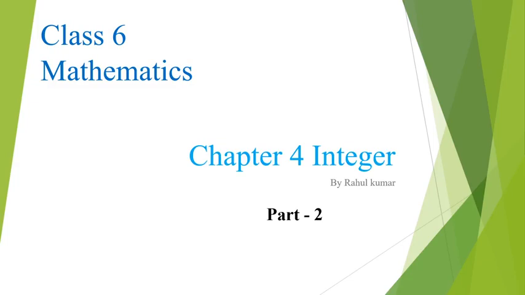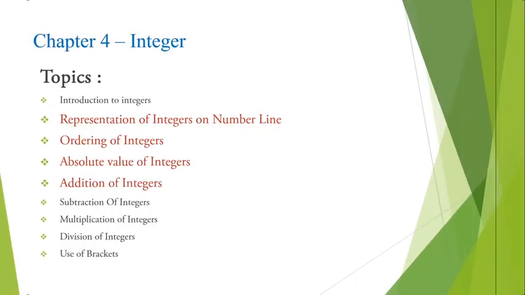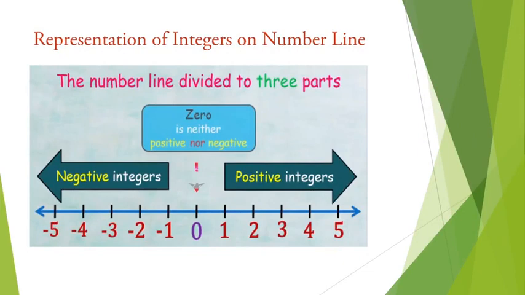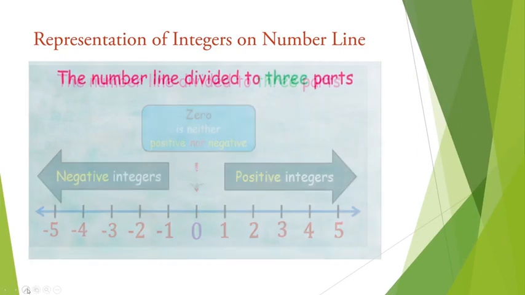Hello students, this is part 2 of chapter 4 integers. Today we will look into representation of integers on number line, ordering of integers, absolute value of integers and addition of integers. So let's start with the representation of integers on number line.